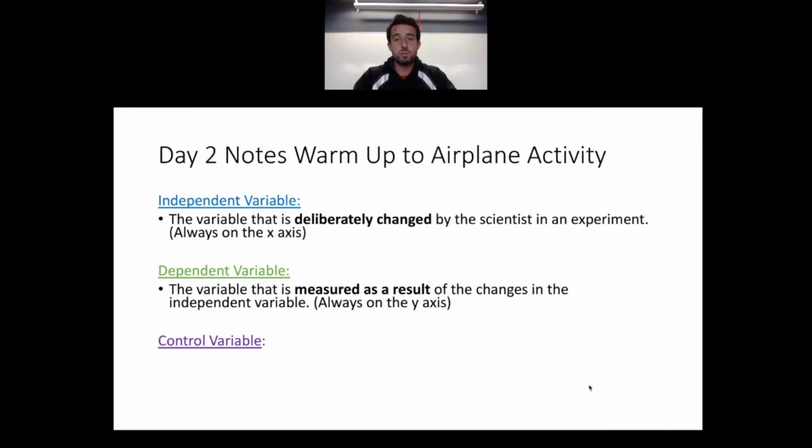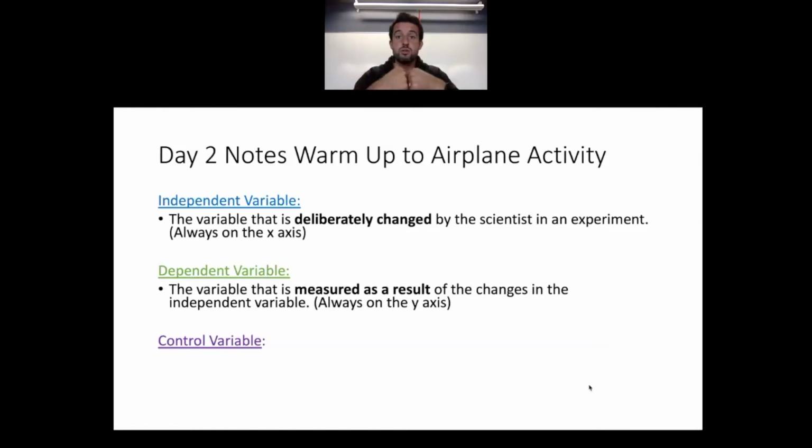So in any experiment, you need to have one thing that's different, and then you have to measure something else to see how one thing relates to the other thing. That's kind of the idea: we want to see, are they related in any way? Do they not seem related? And then we go from there. So the dependent variable is always on the y-axis, and it's always the thing that you're measuring.